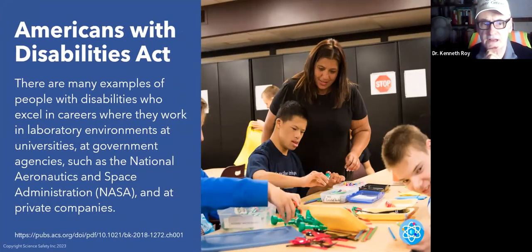The Americans with Disabilities Act. I'm sure everyone has heard of this. There are many examples of people with disabilities, and we went through the list a few slides ago, who excel in careers where they work in laboratory environments at universities, at government agencies such as the National Aeronautics and Space Administration, NASA, and at private companies. So the point is, this is promise. This tells you that what you're doing is important for these students, because they're going to take those skills that you teach them, especially in safety, and apply them on the job site. Next.